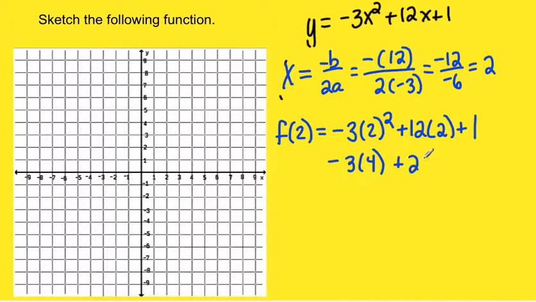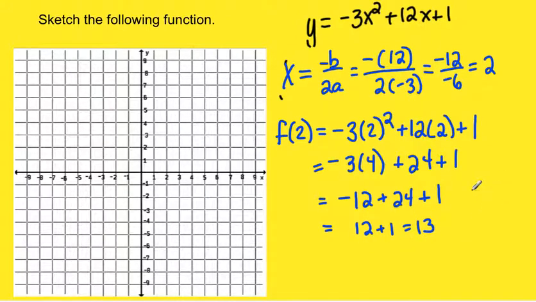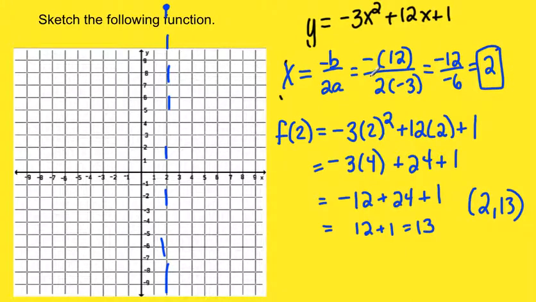A common mistake there is to do the exponent first, and then you can multiply by the -3. Do not multiply the -3 and 2 and then square it. So that's going to give me 13. So my vertex is 2, 13. So that's going to go off the chart and be up here somewhere. Remember, x equals 2 would be your axis of symmetry. That's coming from this number.